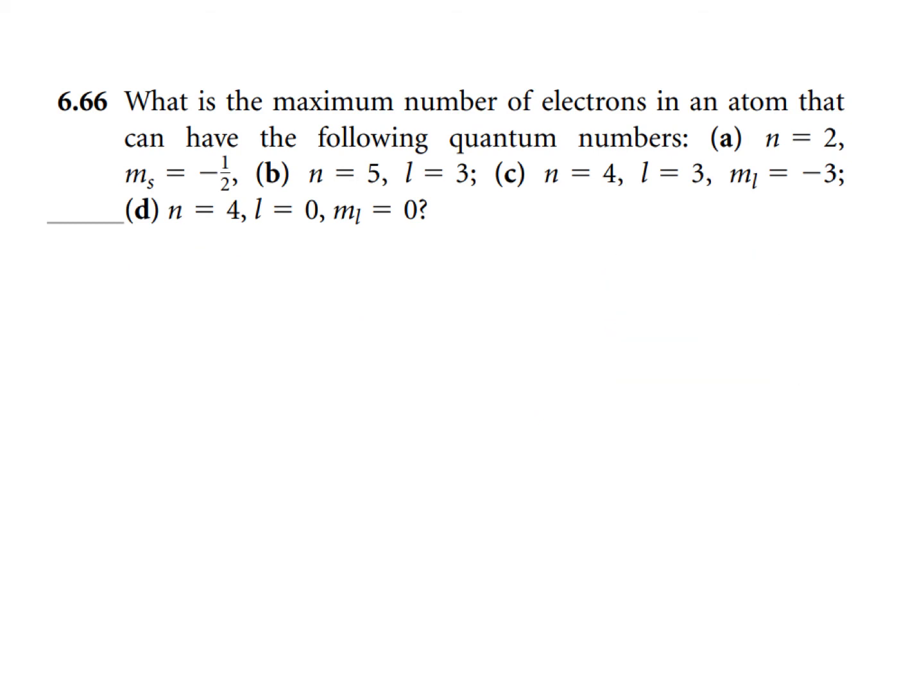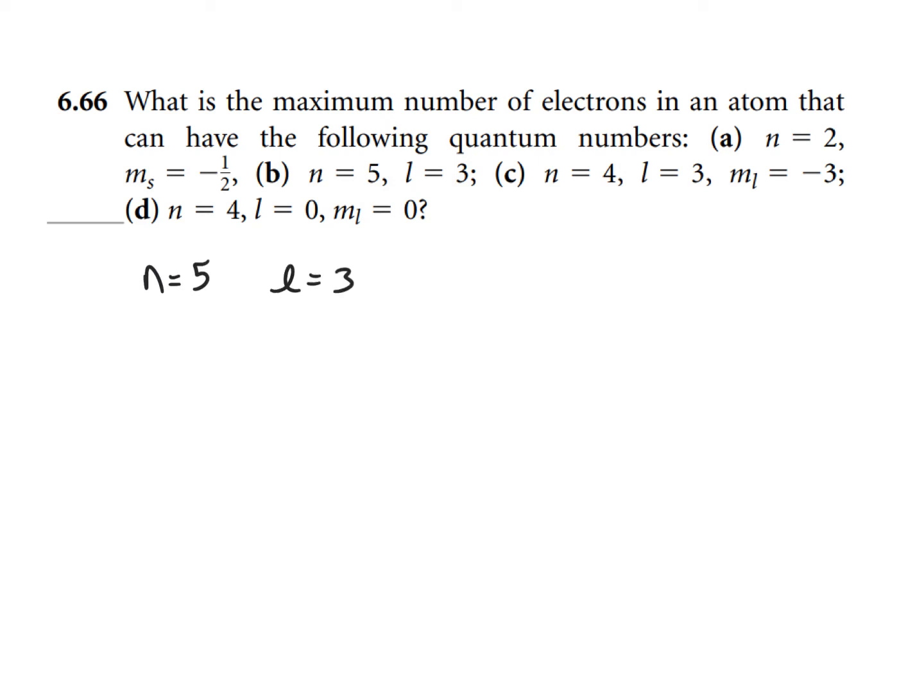Now let's do the same thing, but for part B, where n equals 5 and L has to be 3. So we're in the fifth energy level, and we're specifically looking at the f orbital. In the fifth energy level, we have all 4 orbital types, but in part B, it narrows it down to specifically the f orbital. So n equals 5, L equals 3.